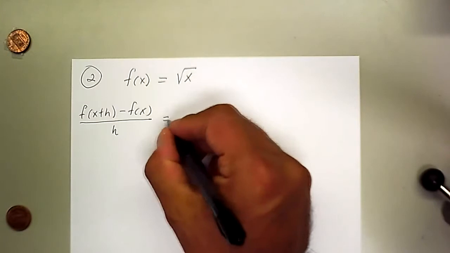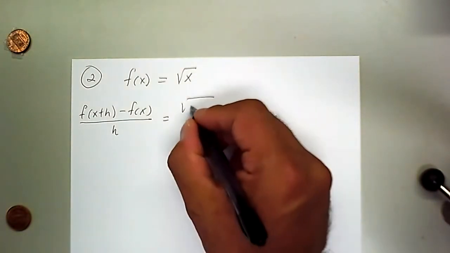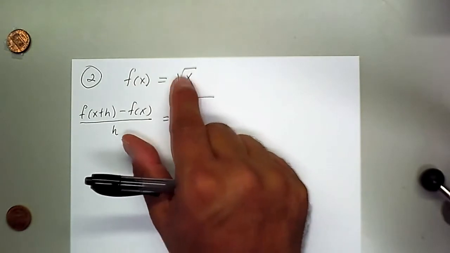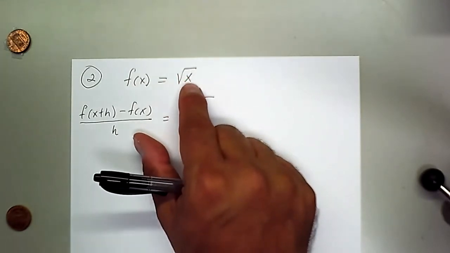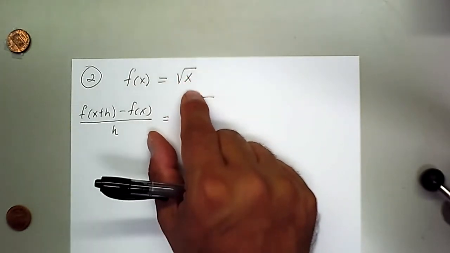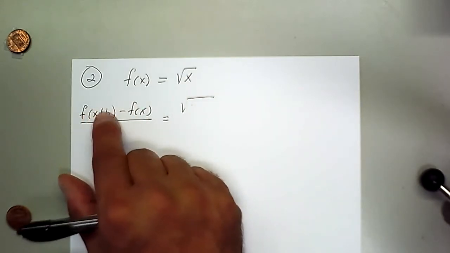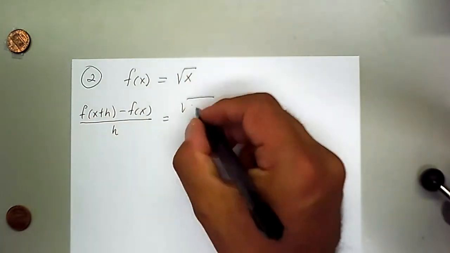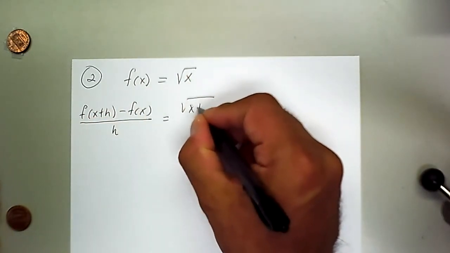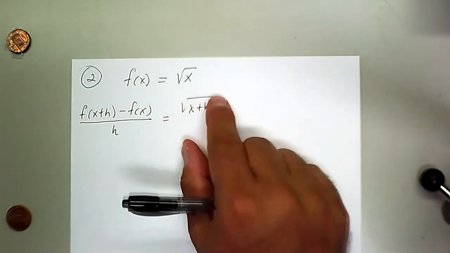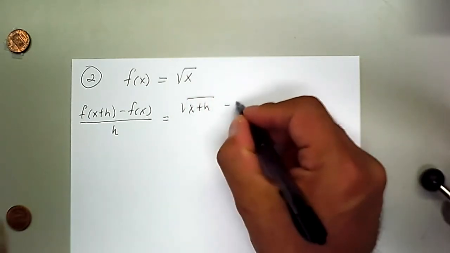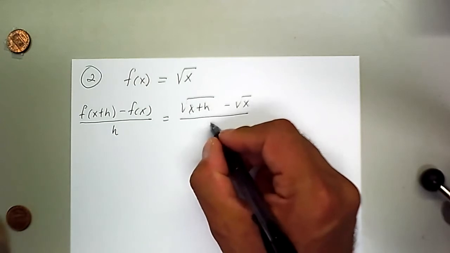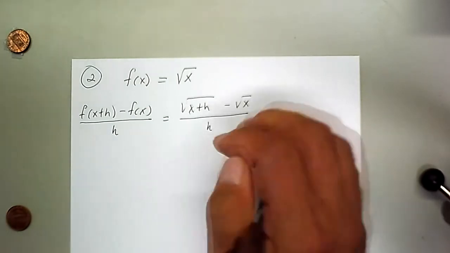All right, in this case, the function calls for the square root of the input, whatever the input is. Right now, the input in this left side of the numerator is x plus h. So all of x plus h is going to be in the root, minus square root of x, over h. Technically speaking, that's it.